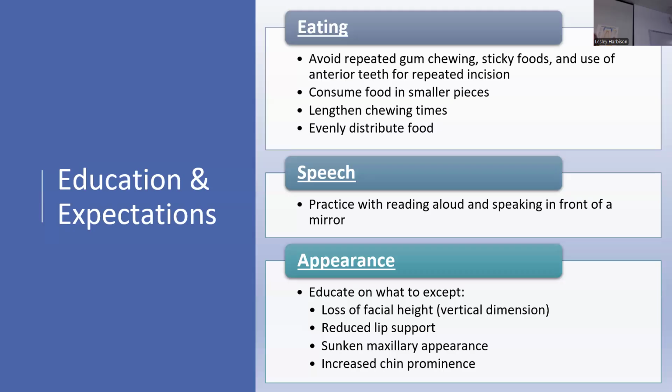They should consume smaller pieces of food. The chewing time is going to be lengthened if they're chewing with a lot of partials or full dentures. It's just going to take them longer to break down the food, and they have to cut their food smaller so that they can handle it. Evenly distribute the food. You don't want all your food on the right side, or you'll pop your denture and it'll go wonky. Everything has to be evened out, so even out the chewing on both sides.